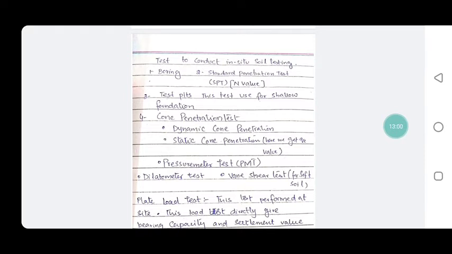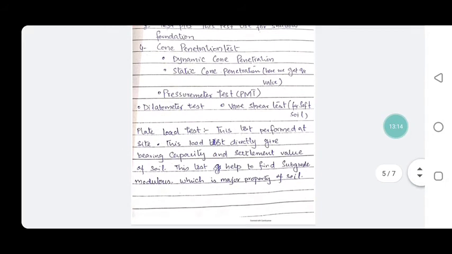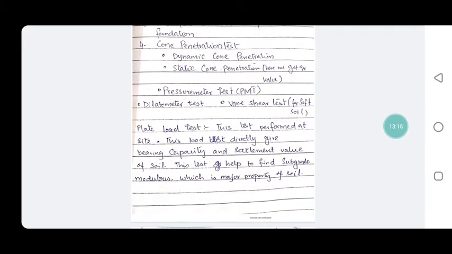Number third is test pits. This test is used for shallow foundation. Fourth one is cone penetration test, dynamic cone penetration, static cone penetration. These are two types of cone penetration test. Pressure meter test, dilatometer test, vane shear test. This is for soft soil, very soft soil.